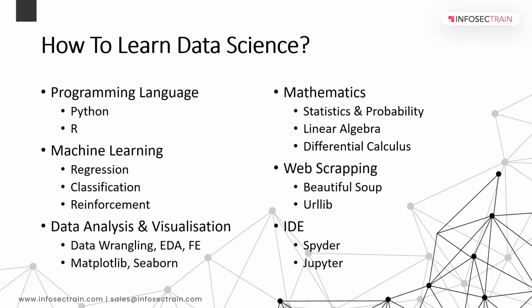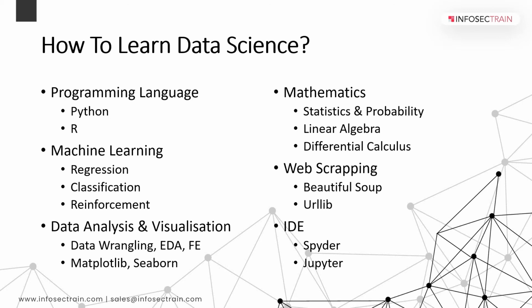We should know statistics: what is mean, median, mode, what are the different types of probabilities, and what are the different types of theorems in probability. We should know some linear algebra, some high school level linear algebra, and some college level differential calculus. So this is all about the mathematics, and by using it we build a machine learning model as well as analyze our data, and in visualization, for example a bar plot.